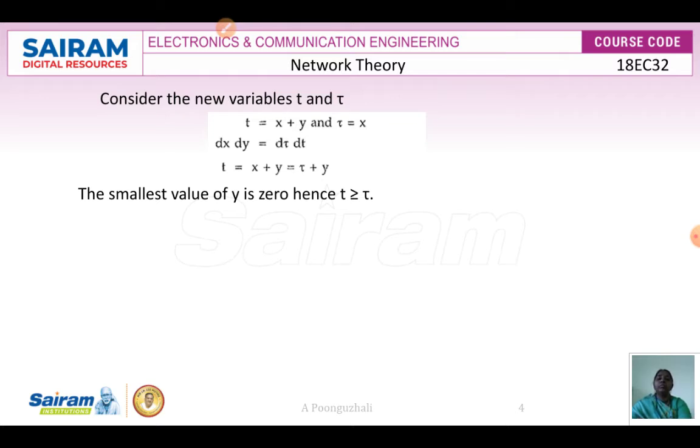T is equal to tau means your t should be greater than or equivalent to tau. So here we are going to take t is equal to tau, a straight line, which is going to be placed in the t-tau plane. In the tau-t plane we are going to draw a straight line represented as t is equal to tau.